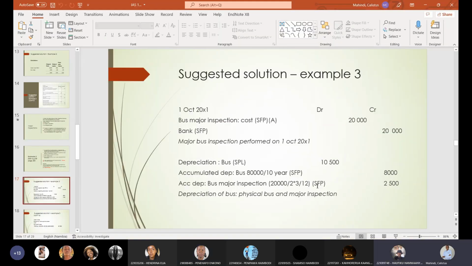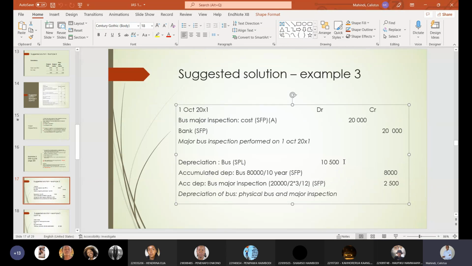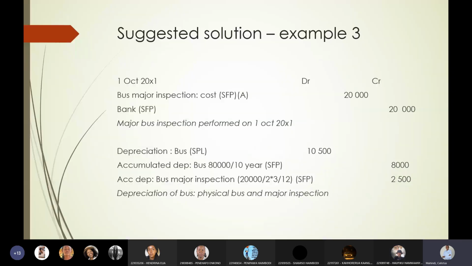Great. So one thing that you will notice is that the depreciation expense is just shown as one line item. There's the 8,000 plus the 2,500, and it's reflected as an amount of 10,500. And I want also to go back to the previous journal, the first journal where you had to capitalize the cost of the major inspection. So the amount was debited 20,000 and you credited bank.